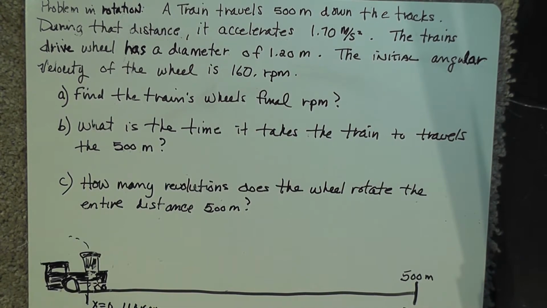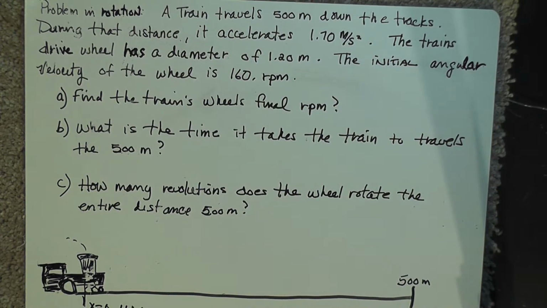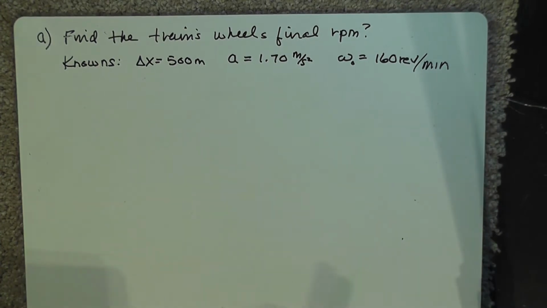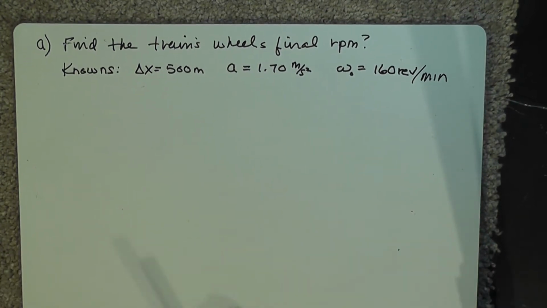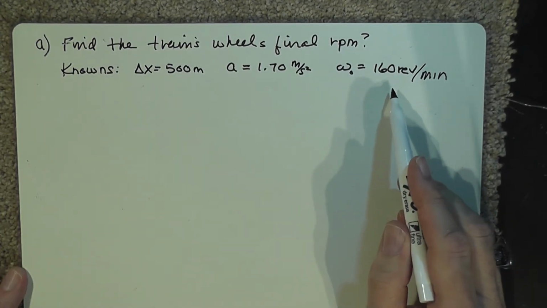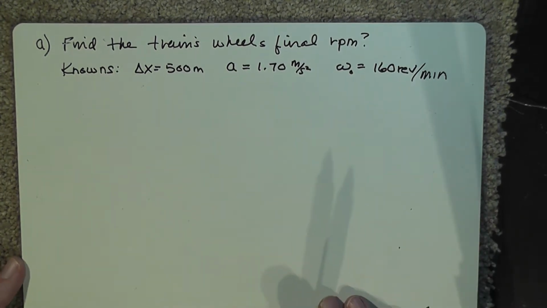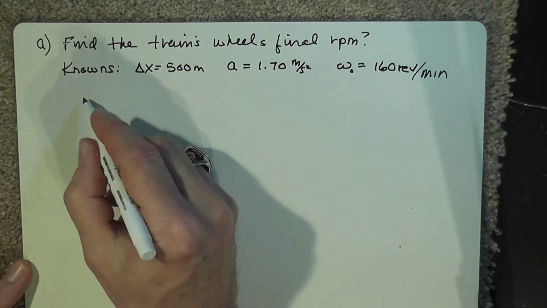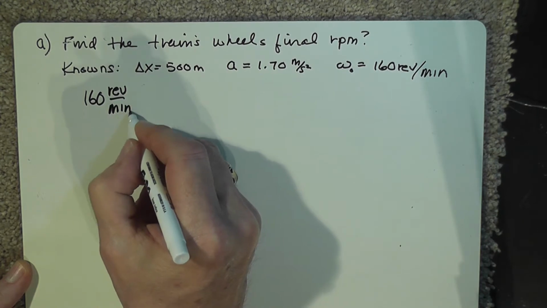Okay, so let's get started. First thing we're going to ask, find the train's wheel's final velocity. To do this, the first thing we should do is that we cannot work in angular velocity in revolutions per minute. We need to change that to rads per second, okay? So let's do that. We have 160 revolutions per minute.